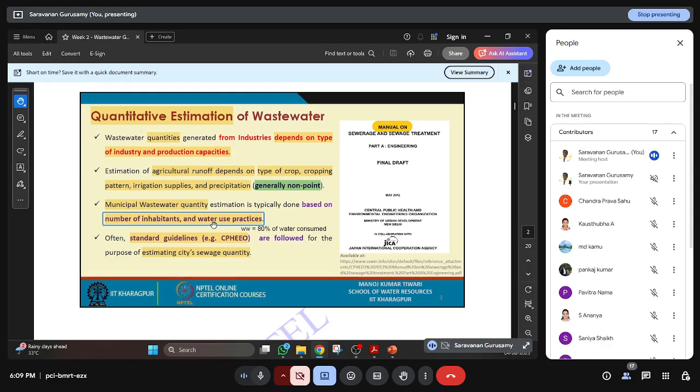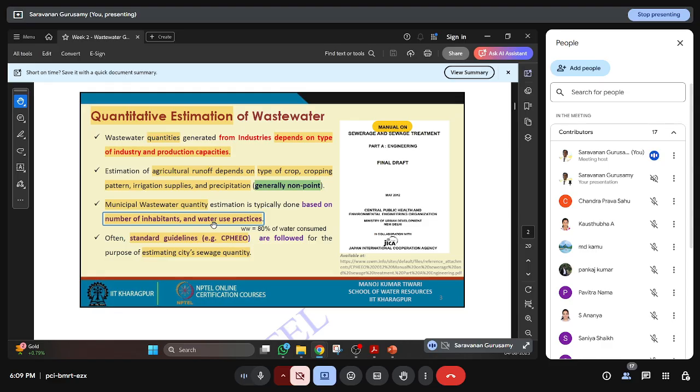And municipal wastewater quantity is based on how many people are living in the household and what the water use pattern is. Because if you compare the urban and rural population, who will produce more wastewater? The urban people, because rural people may not have access to much water. So the quantity of wastewater is directly proportional to how much water we are supplying, right? So urban areas are consuming lots of water, so they are producing lots of wastewater. So that is the direct relation.